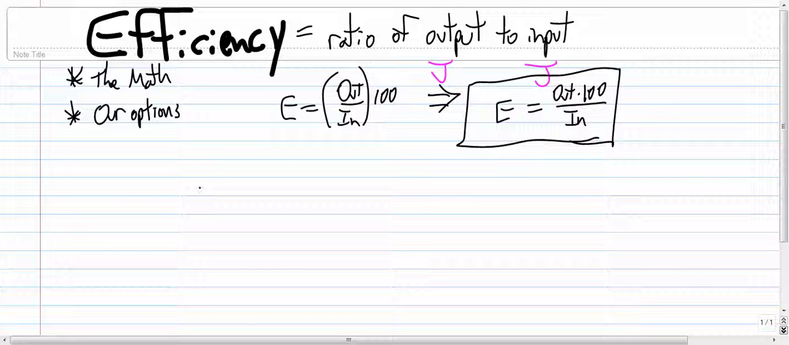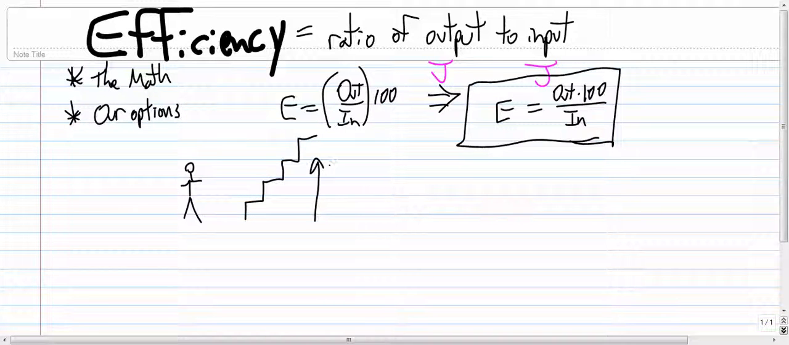So let's just do an example. Let's say that we've got a person standing next to a flight of stairs, and let's say that to get up that flight of stairs it takes 100 joules to get up to the top. So let's say this person goes out and they have themselves a bowl of cereal, and that bowl of cereal has 100 joules. So if you take that 100 joules worth of cereal and you eat it, and now it is in you, you go over to the stairs and you think, should you be able to get all the way to the top?